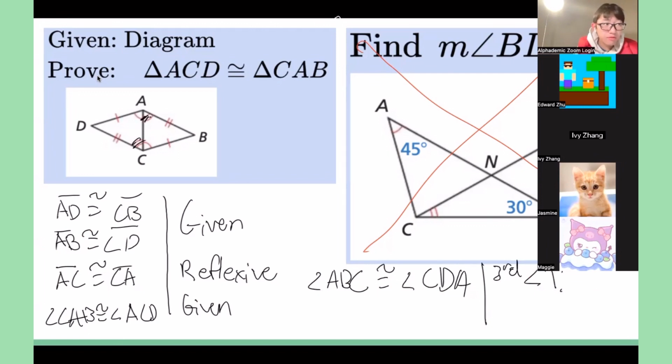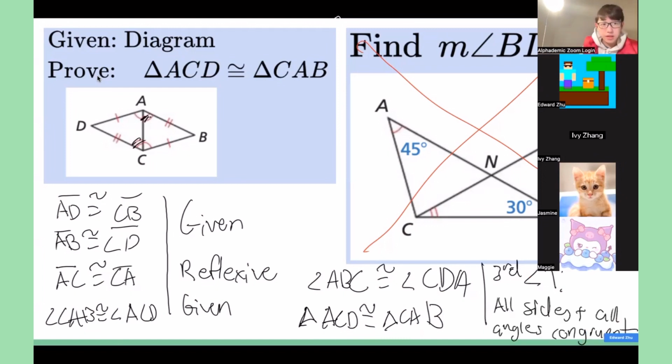And then from here, we can say that triangle ACD is congruent to triangle CAB because all sides plus all angles are congruent. So from this, once we know that all the sides and all the angles are congruent, we can safely say that these triangles are congruent.